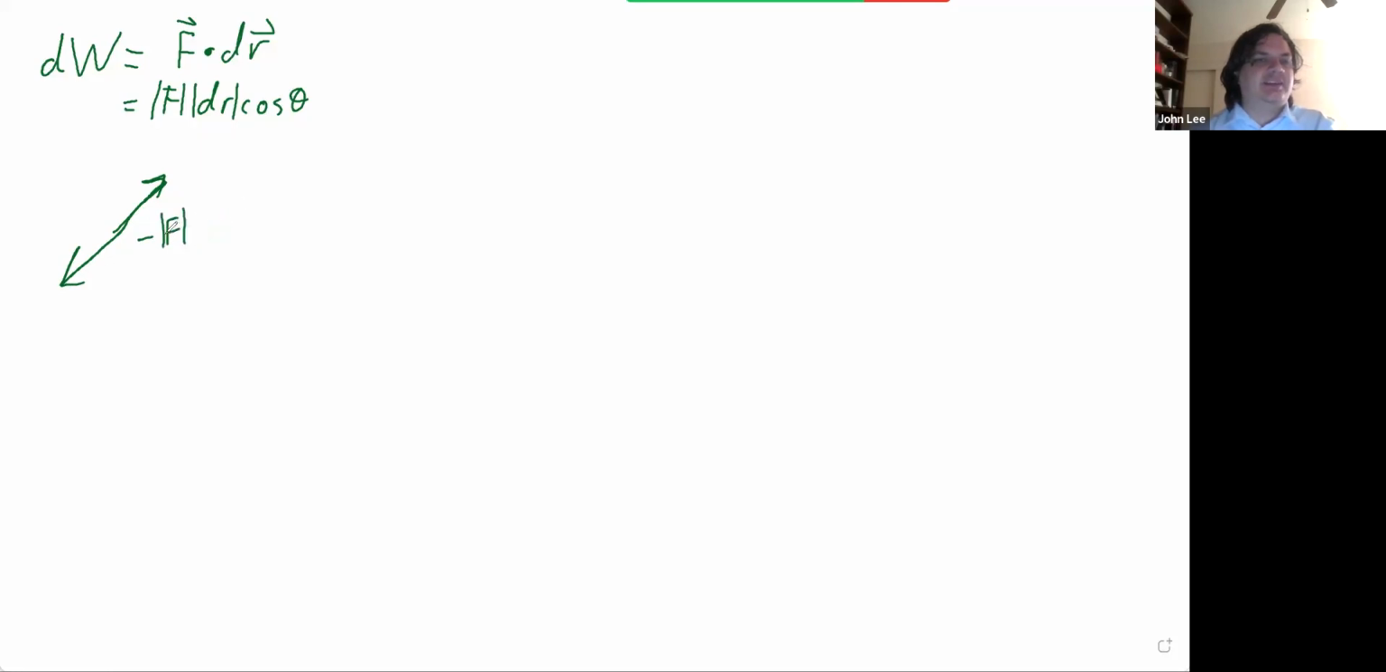And if you're going at some angle with respect to the force, then you're just going to get F dot dr, which is F dr cosine theta. It's the projection of how much force is along the path that you're walking, the path that the object is moving.